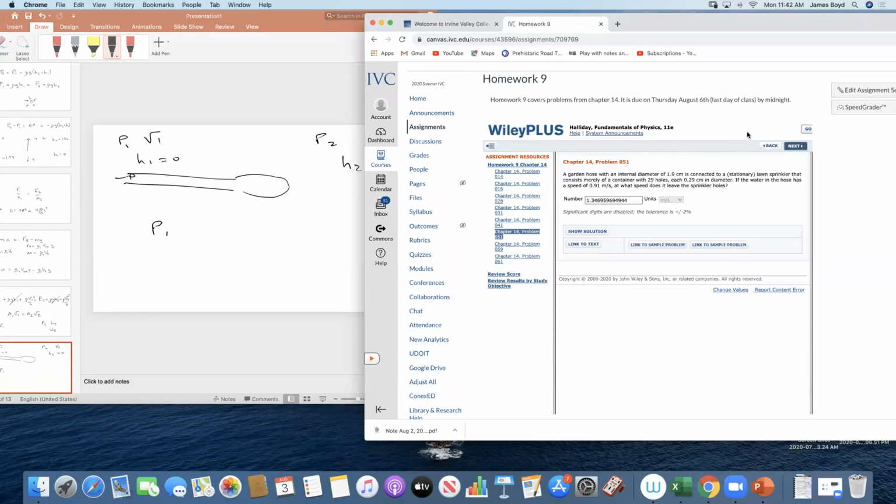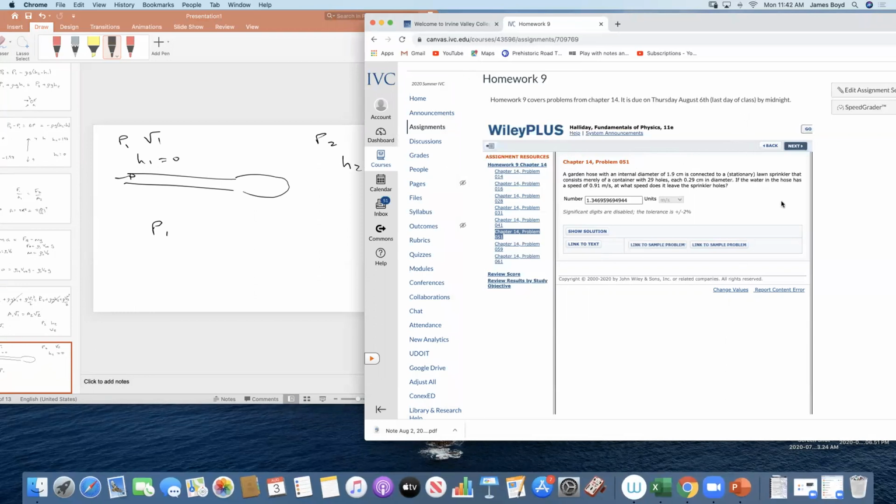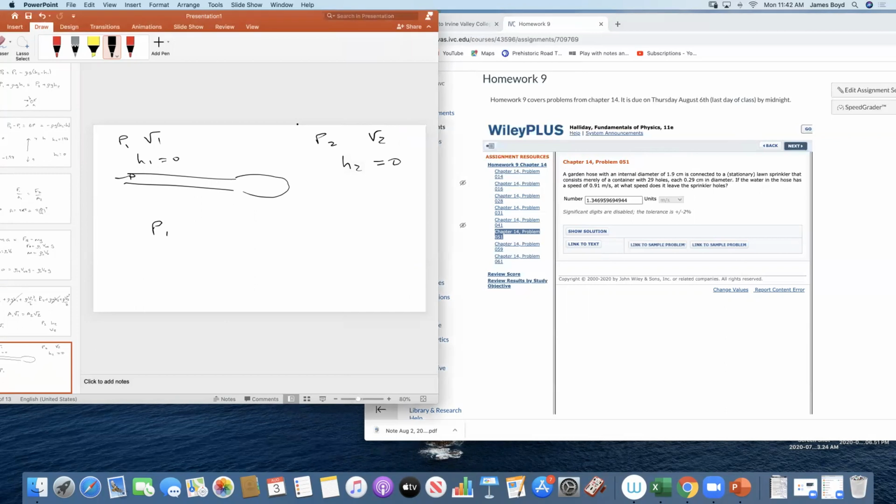Sorry, I want to look at what this problem actually says. The hose has a speed. Oh, this problem we don't even have to worry about. So the only thing they want to know in this problem is what is the velocity V2? And so this is really a problem about the continuity equation that says that V1 A1 is equal to V2 A2.